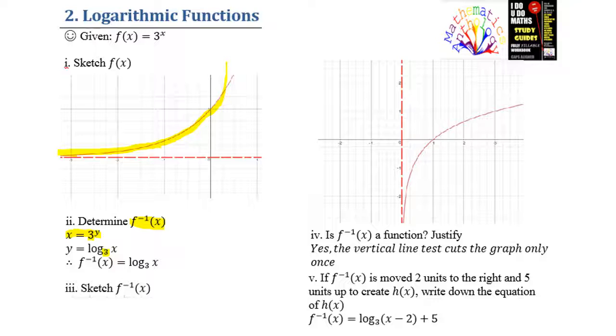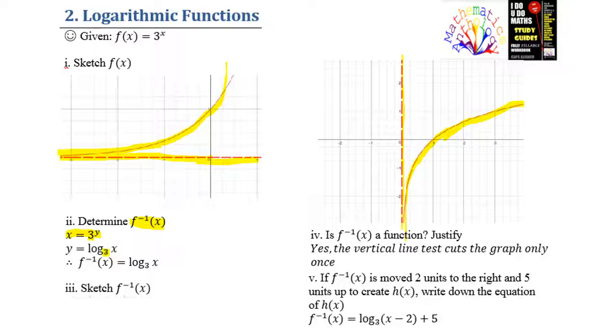Sketch the graph of f inverse x. You can use the table method again to sketch this graph, and you'll get a graph like this. Okay, remember to draw in your asymptotes. So f of x equals 3 to the power x for your exponential graph will have a horizontal asymptote here. And for your log graph, you can see that we now have a vertical asymptote here.